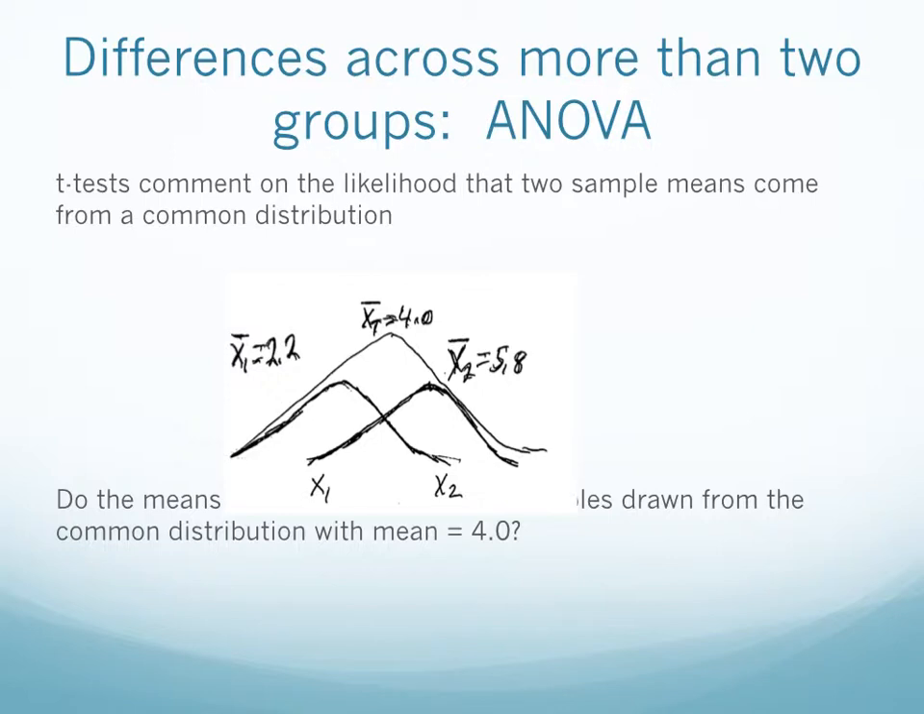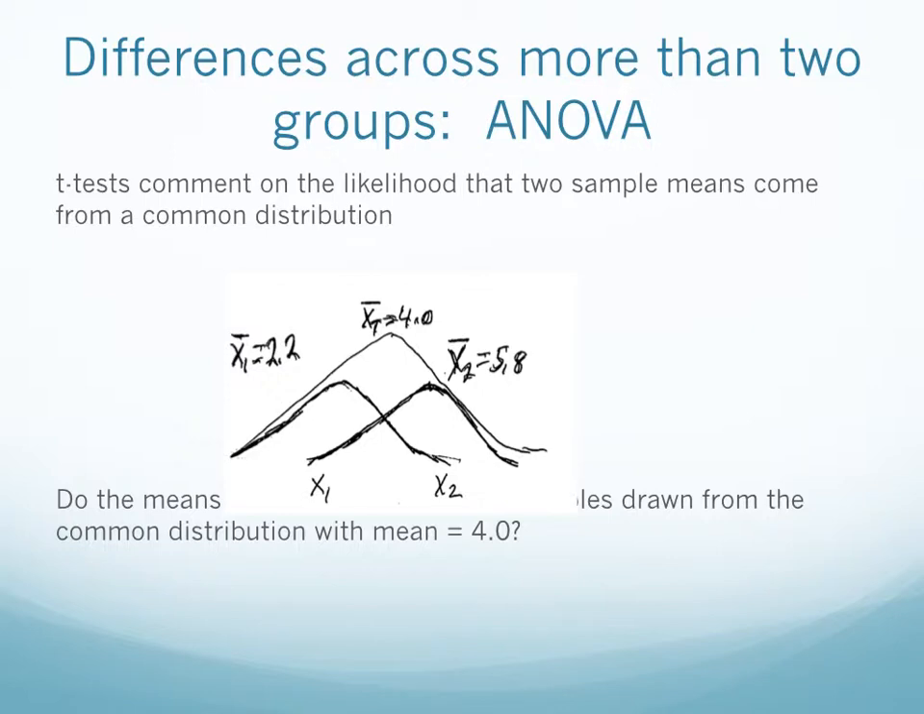So to position this, review what t-tests do. T-tests comment on the likelihood that 2 sample means come from a common distribution. Looking at my crude figure here, we've got one distribution, x1, with a mean of 2.2, and a second distribution, x2, with a mean of 5.8. And if we put them all together, we'd have an x total distribution with a mean of 4.0.